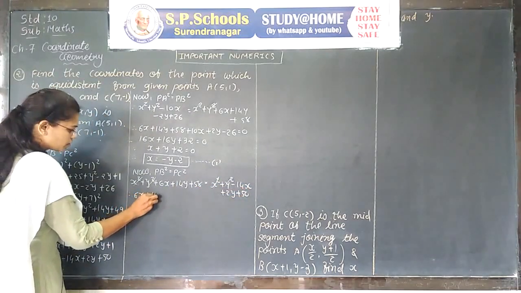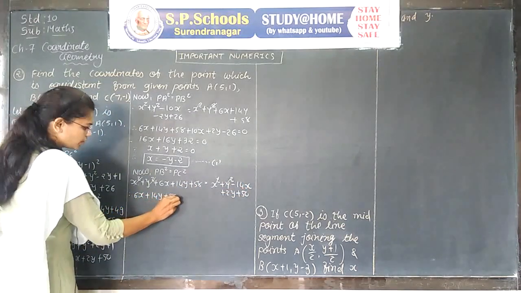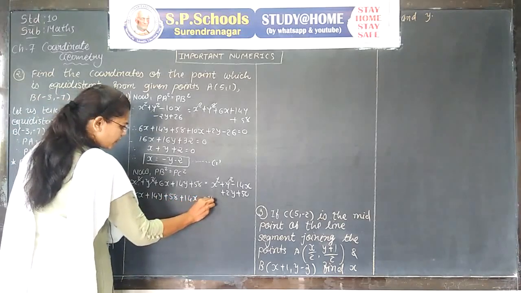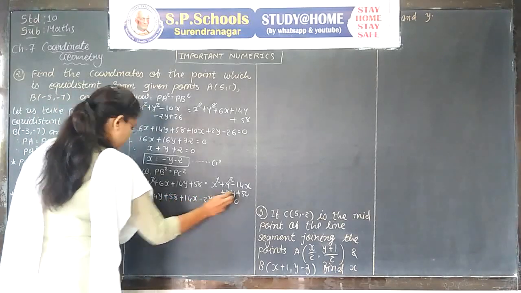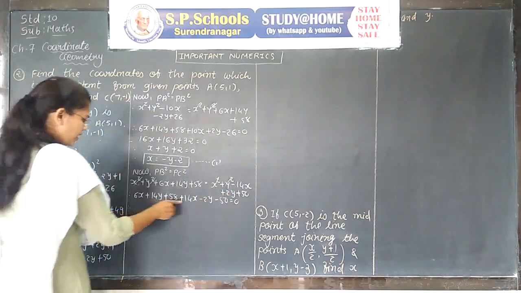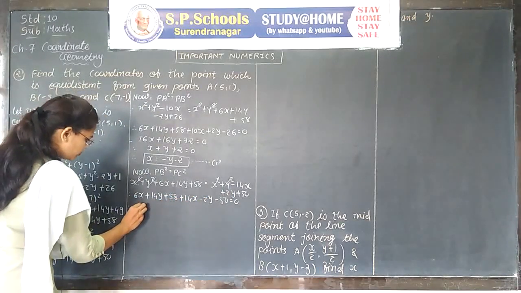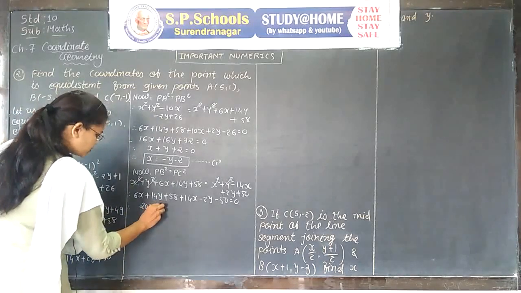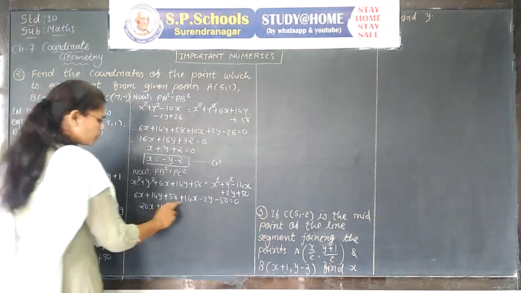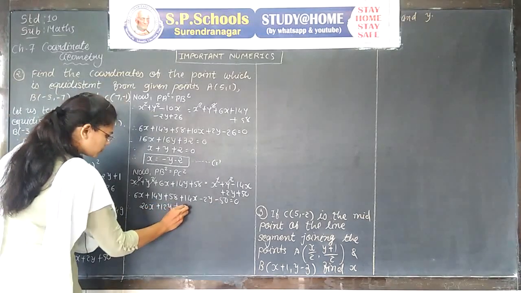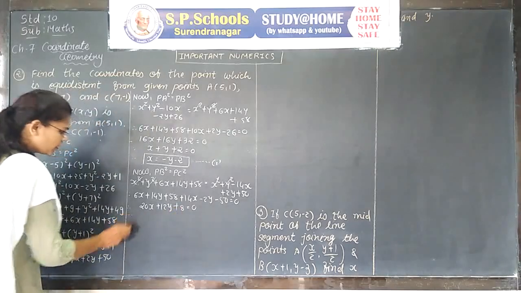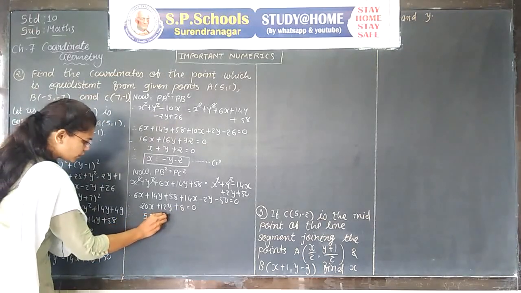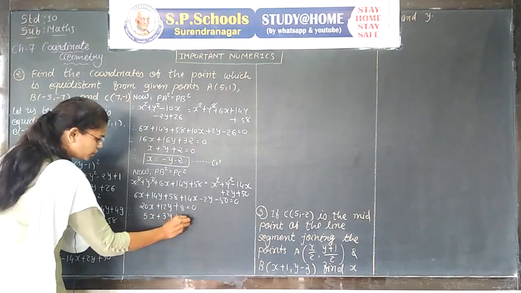6x plus 14y plus 58 plus 14x minus 2y minus 50 is equal to 0. Now 6x plus 14x is equal to 20x. 14y minus 2y is 12y, plus 58 minus 50 is plus 8, equal to 0. Now take 4 as common. 4 fives are 20, 4 threes are 12, and 4 twos are 8.